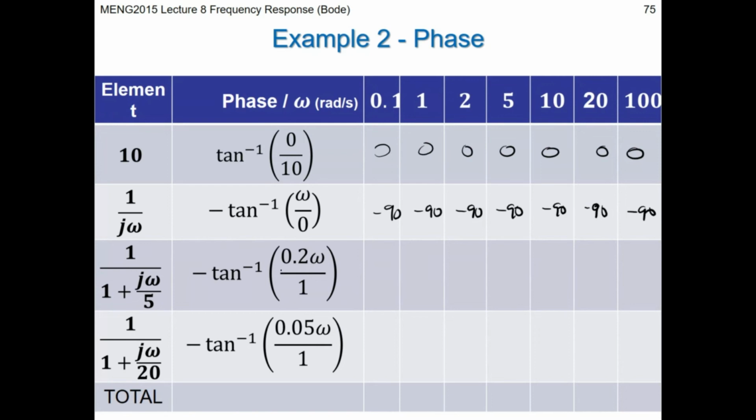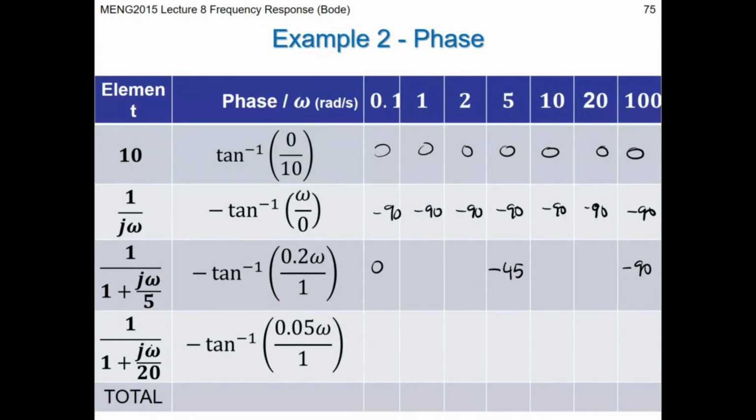It's going to go through minus 45 degrees at the corner frequency. Now, what's the corner frequency for this term? This is 1 upon, this is 1 plus s tau. So tau is 1 upon 5. So our corner frequency is going to be 5. So expect minus 45 degrees here. At low values, you expect 0. At high values, you expect minus 90. Right? So just approximating what we expect.